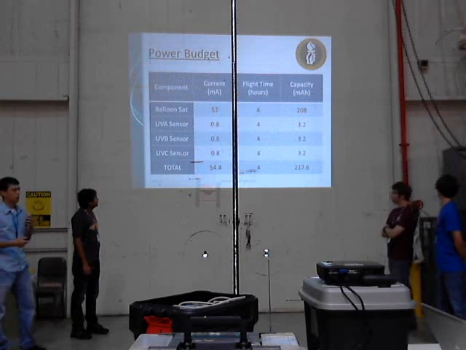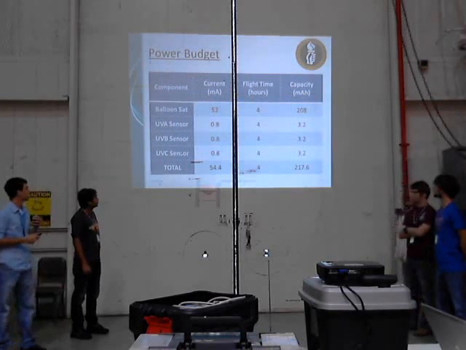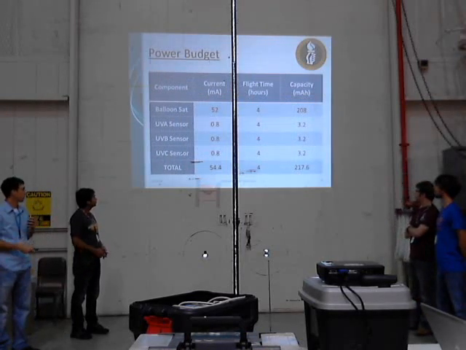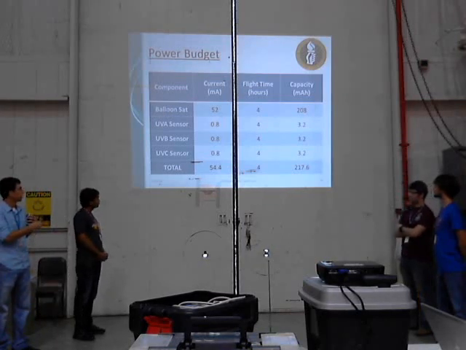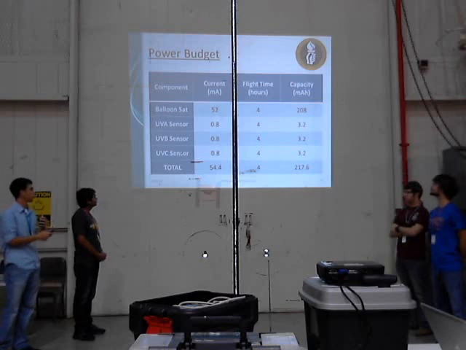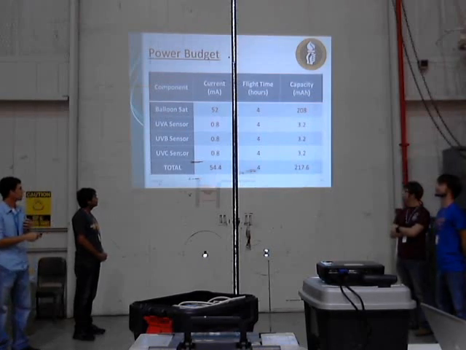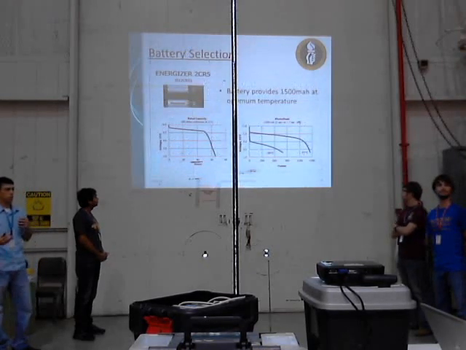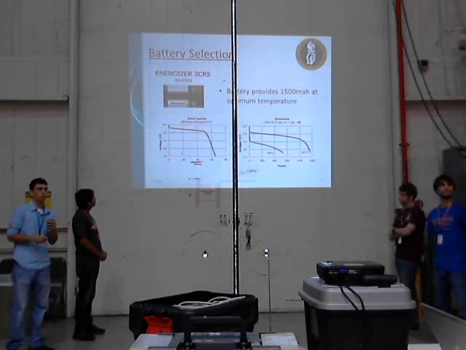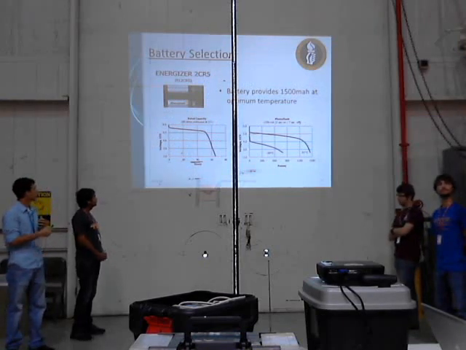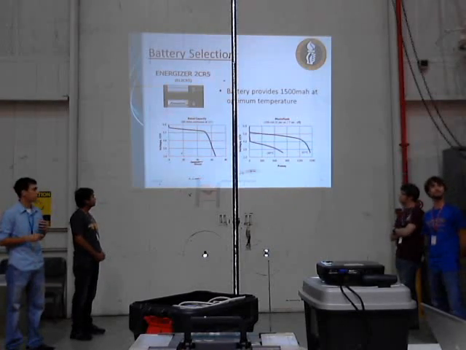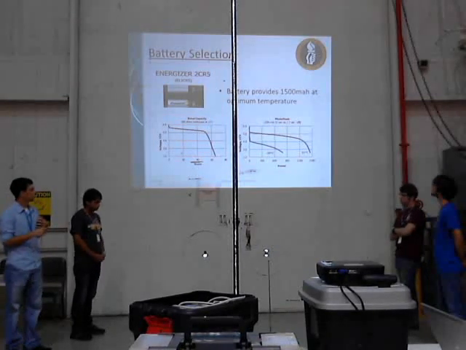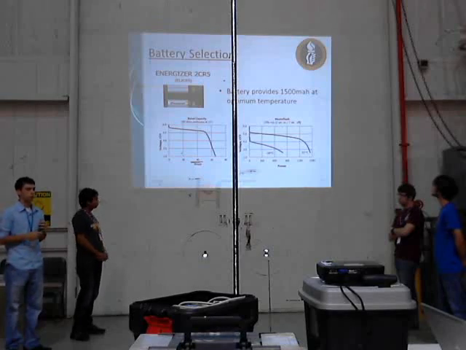In order to figure out the battery selection, we had to design a power budget for the whole payload. After figuring out everything, the milliamp hours that we needed were 217.6. After doing many different tests through a lot of different batteries, we found that the 2CR5 Energizer battery was the most efficient, and it worked the best. It is a 6-volt battery, so we will be running 2 batteries in series.